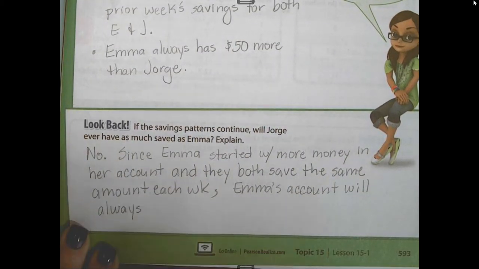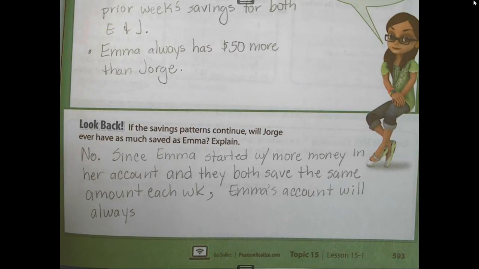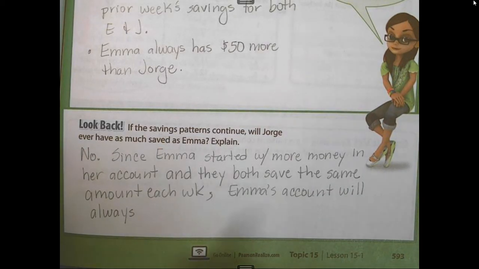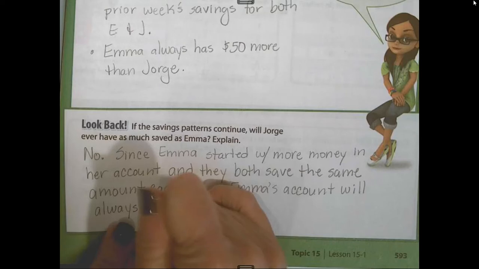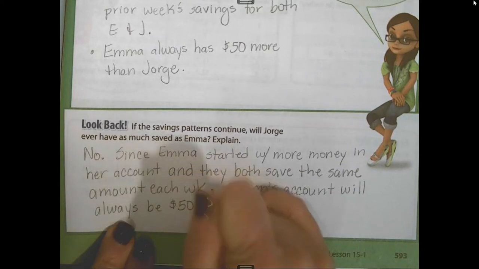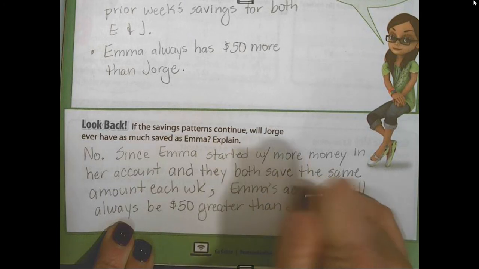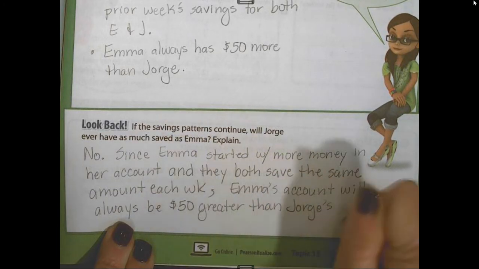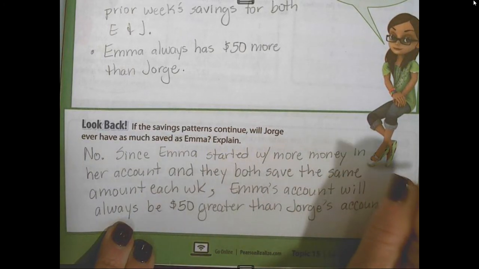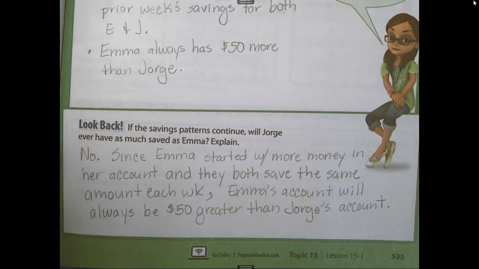We could even be more specific. We've already identified that relationship. Emma's account will always be $50 greater than George's account. Okay? So we do write in math when we have to explain ourselves.